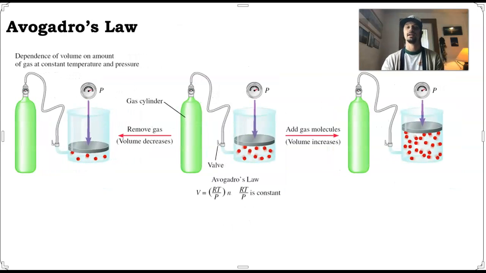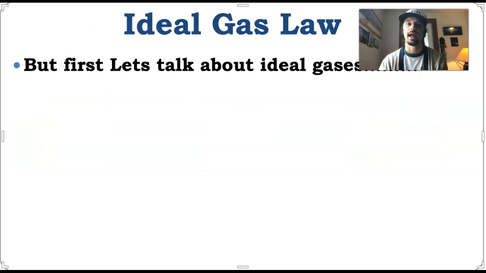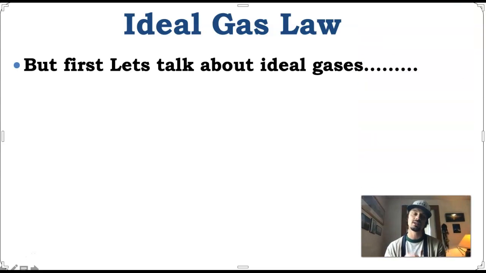Avogadro's law: if I add particles, I increase the volume if that container is flexible. If I blow up a balloon, it gets bigger because I'm adding gas. So all of these gas laws can be used to derive the ideal gas law, which is going to help us solve for unknown variables when I don't have a P2, a V2, a T2. It's going to help me solve for unknown variables when I have nothing to compare it to.